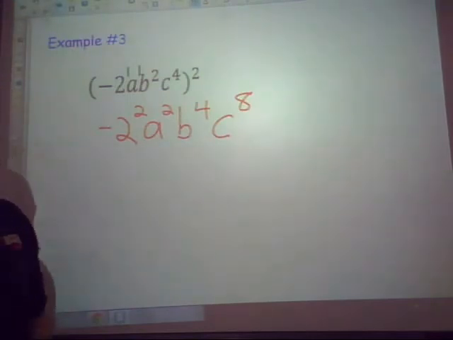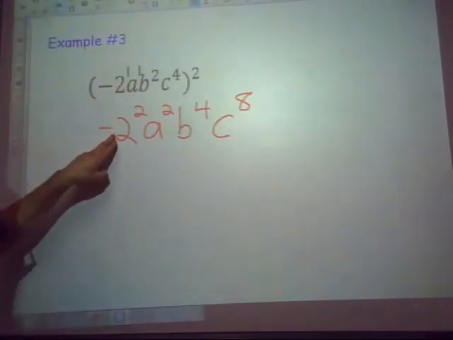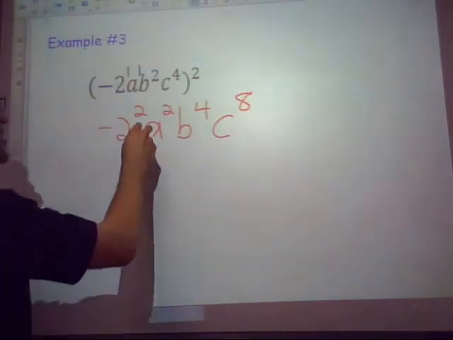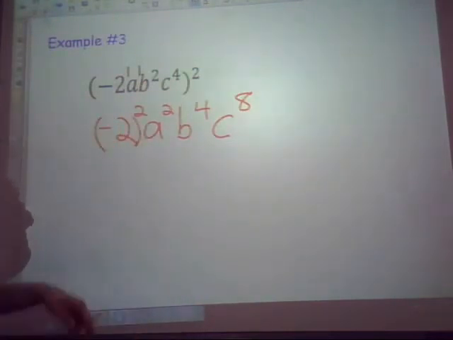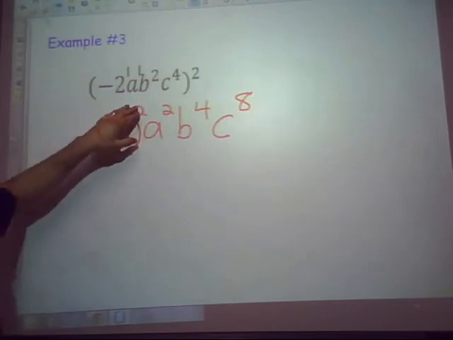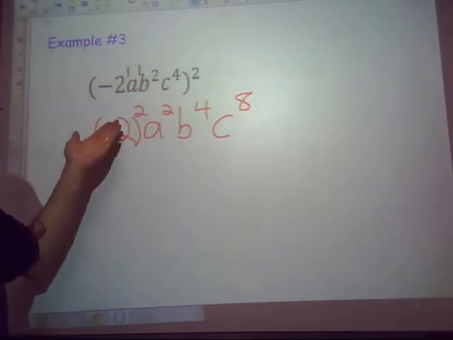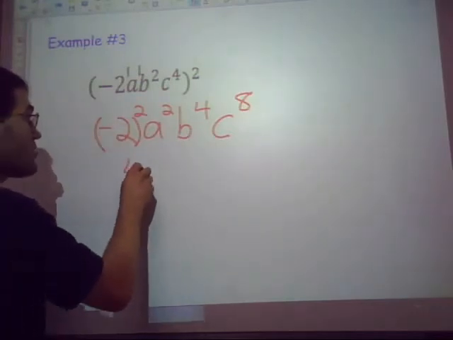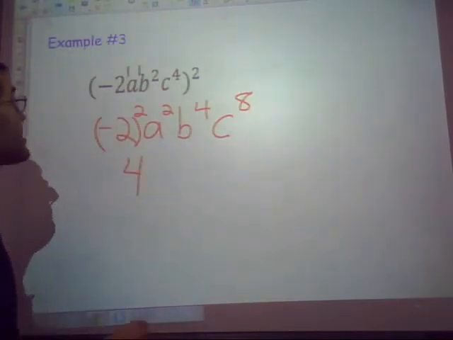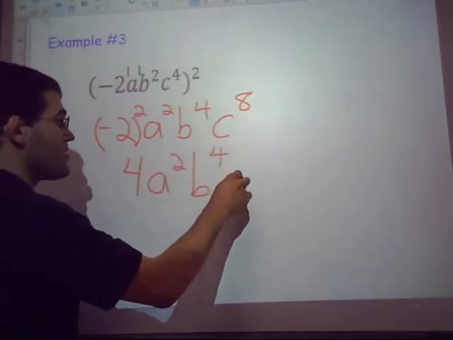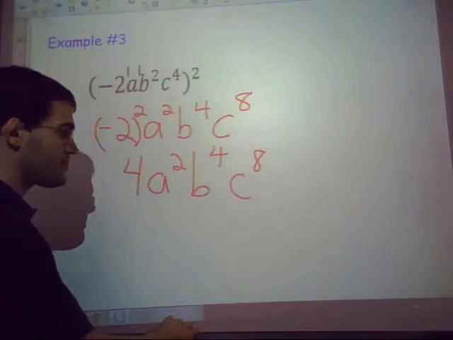Okay? The last thing that I have to do is to simplify my coefficient. It's negative 2 squared. Really, I need to make sure I have this in parentheses, because it's negative 2 times itself. Negative 2 squared. Negative 2 times negative 2 is positive 4. So our final simplified answer is 4a squared b to the 4th c to the 8th.